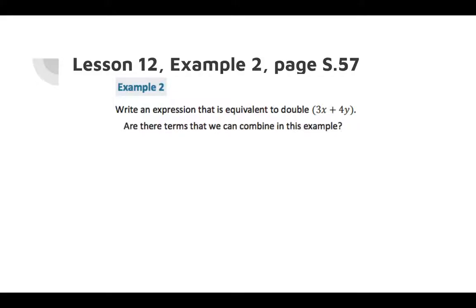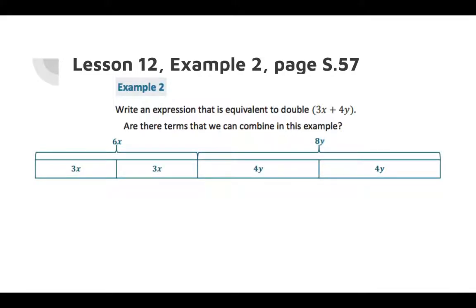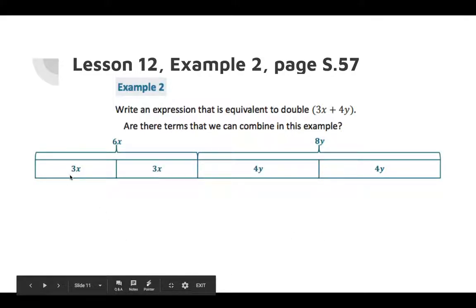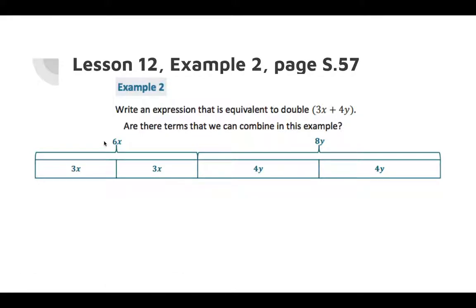So are there terms that we can combine in this example? Yes, right? We can combine the 3x's. 3x here and a 3x there equals 6x. 4y here and a 4y here equals 8y. So the model is showing 6x plus 8y. Remember, in the tape diagram, you are just adding, and that's why 3x plus 3x equals 6x, and 4y plus 4y equals 8y.